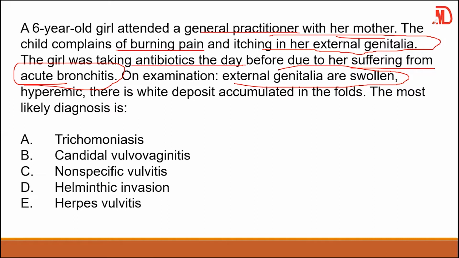They are saying that it is swollen, hyperemic, white deposit accumulated in the folds, the most likely diagnosis you are looking for. And again, white deposit. Ladies know this condition very much. They know Candida very much because they come with a creamy or whitish discharge. So usually ladies know this very well.